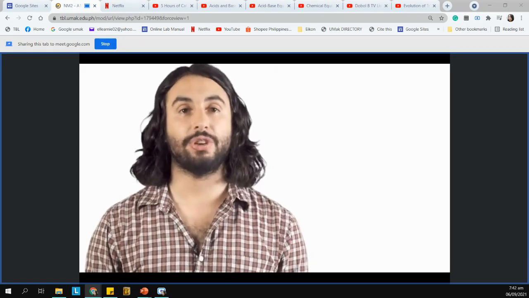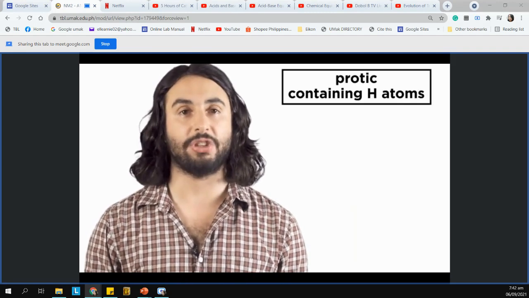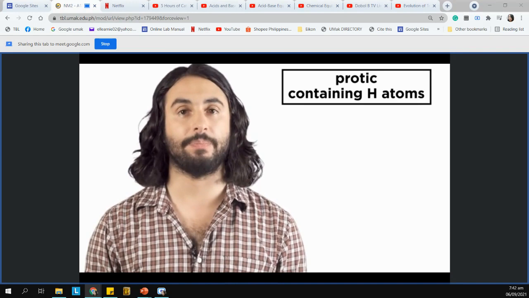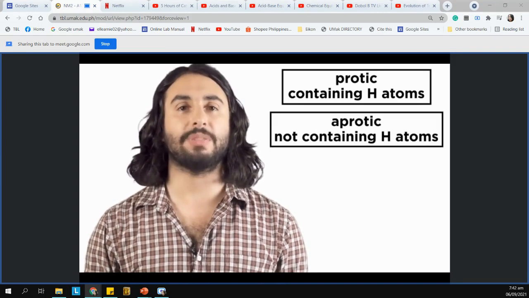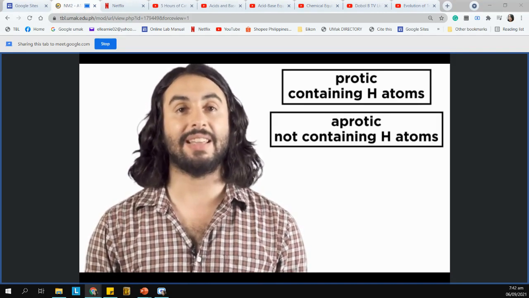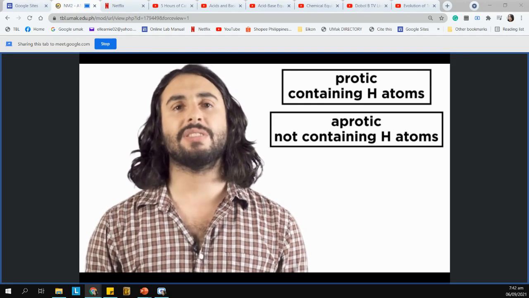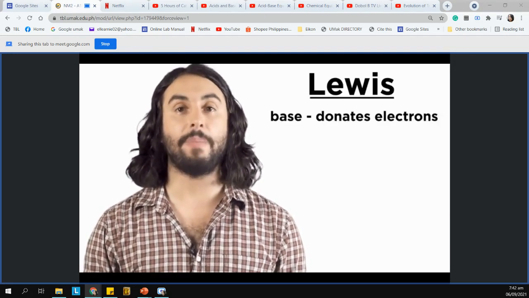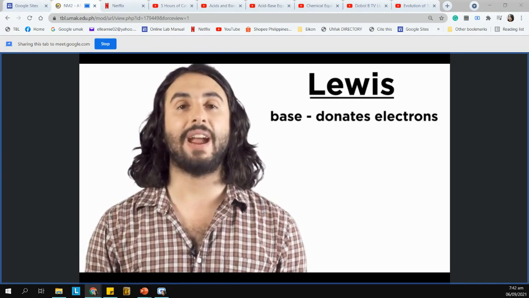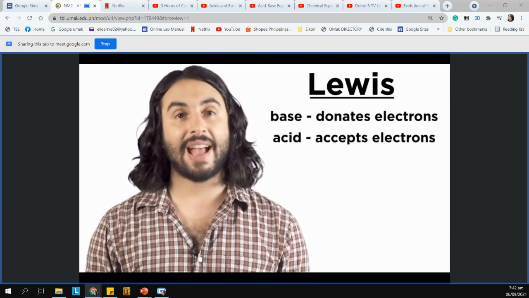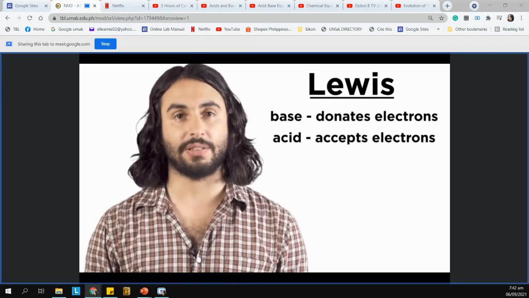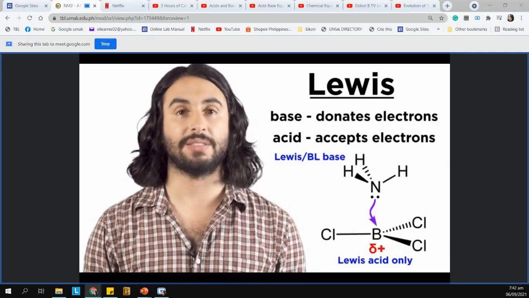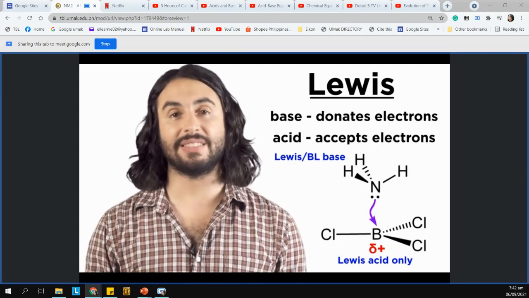The Bronsted-Lowry definition only applies to protic species, or molecules with hydrogen atoms that can be lost as protons. But there are aprotic species that also display acidity and basicity. This is what the Lewis definition entails. Under the Lewis definition, a base is something that donates a pair of electrons, and an acid is something that accepts electrons.